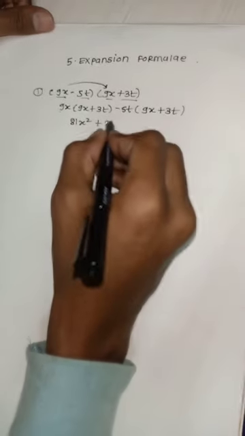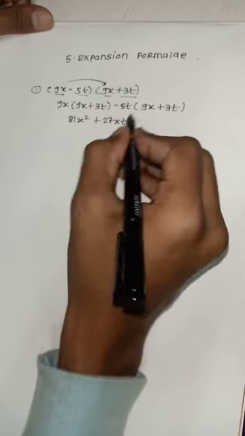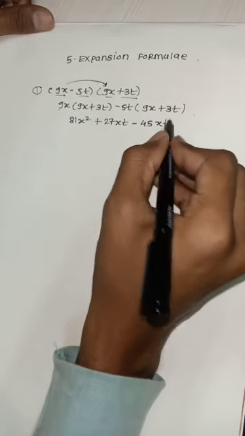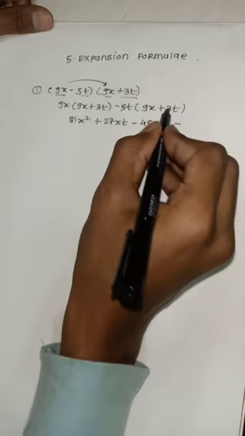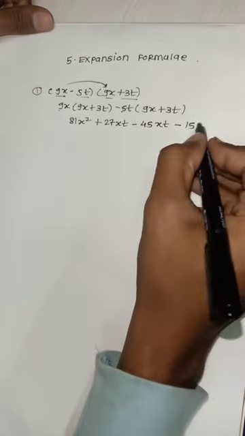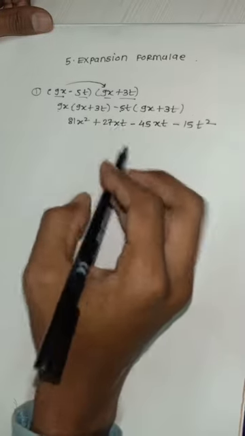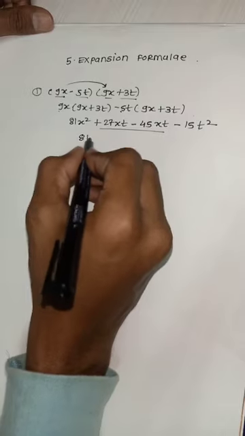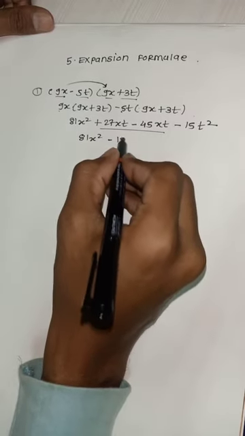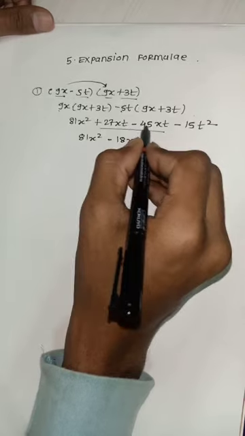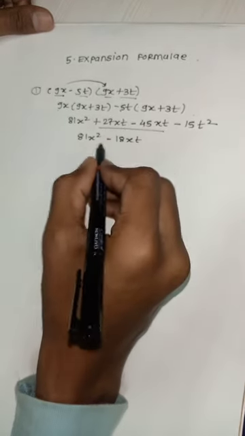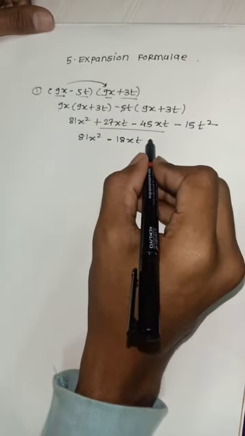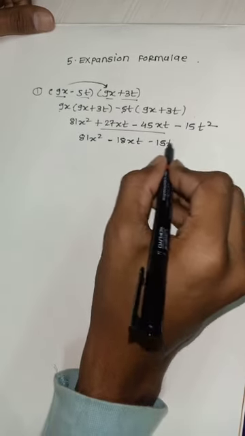9 into 3 is 27xt, minus 9 into 5 is 45, x into t, xt. Minus into plus is minus, 5 into 3 is 15, t into t is t square. Now subtract this 45 from this 27, we get minus 18xt, because 45 is greater than 27, therefore here is a minus sign, 18xt, and the remaining term is minus 15t square.